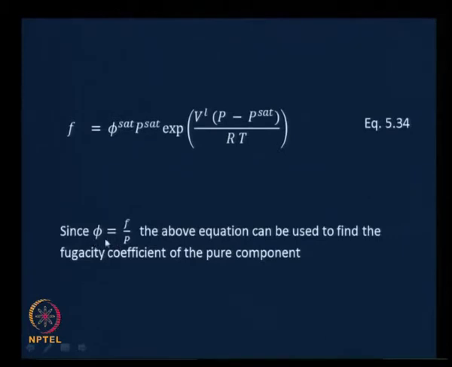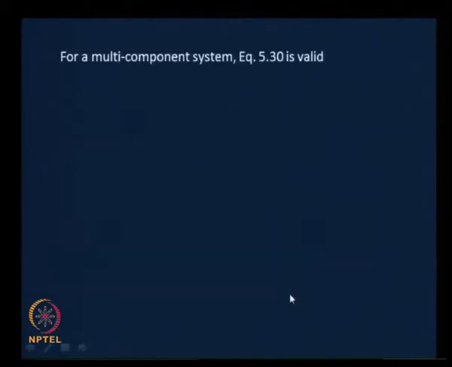Now, phi, the fugacity coefficient, is nothing but F by P. Therefore, the above equation can be used to find the fugacity coefficient of a pure component. But let us clarify that a little further. That was for a pure system. For now, we need to look at a multi component system. That is what I meant by clarifying further. We need to do it for a multi component system.